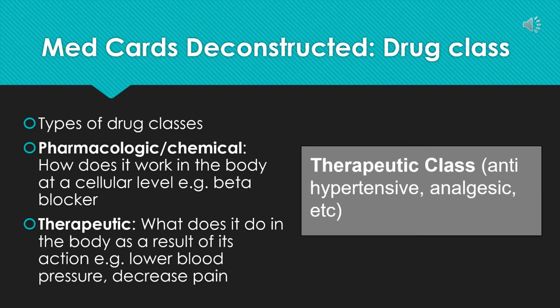Same thing with the proton pump inhibitors. I would have no idea what that meant, but what that does is decrease the amount of acid that my stomach produces, and therefore it's an acid-reducing drug, and that makes perfect sense because then you know that has to do with gastric reflux or ulcers or whatever. So the therapeutic class tells you what the drug is for. Lowers your blood pressure, decreases your pain, whatever.